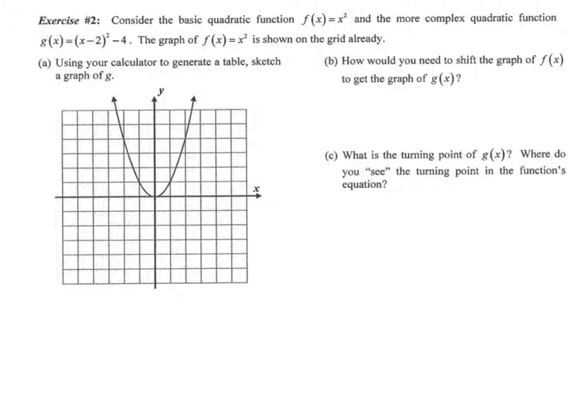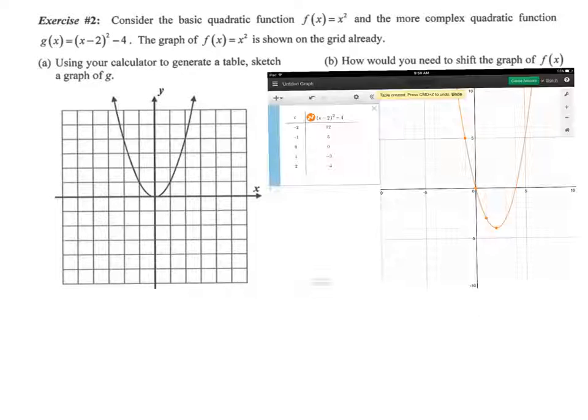So consider this basic function, f of x equals x squared, and the more complex quadratic function, g of x equals x minus 2 squared minus 4. The graph of f of x equals x squared is shown on the grid already. Using your calculator to generate a table, sketch a graph of g. So I've created the graph in Desmos, and then I used the little gear function above where you type in the equation to find the table.